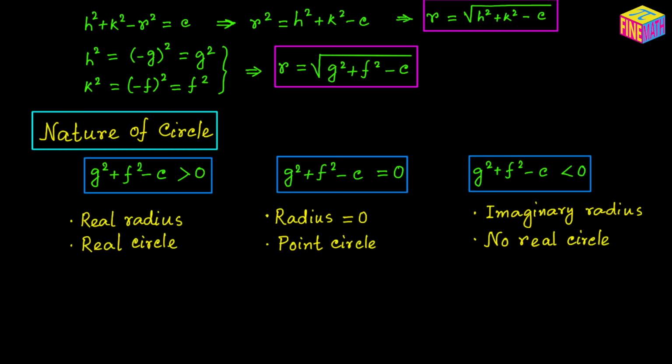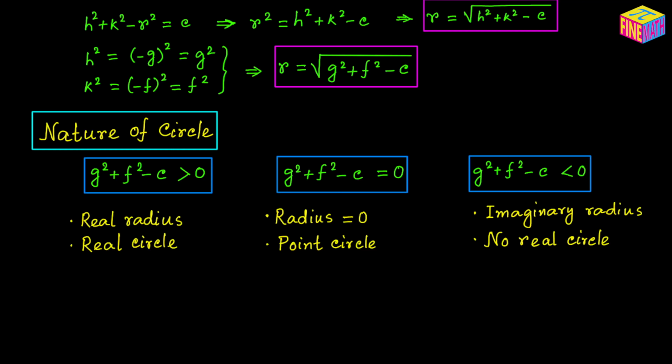Next, let's talk about the second scenario where g squared plus f squared minus c is equal to 0. Now, if that quantity is equal to 0, then obviously the radius will become 0. And if the radius is 0, then how is that circle going to look? Well, that circle is actually called a point circle. It's like a tiny little circle, but only one point satisfies that circle, and that point is the center. So as if the circle became smaller and smaller, ultimately it ended up in a single point, and that point is again nothing but the center of the circle.